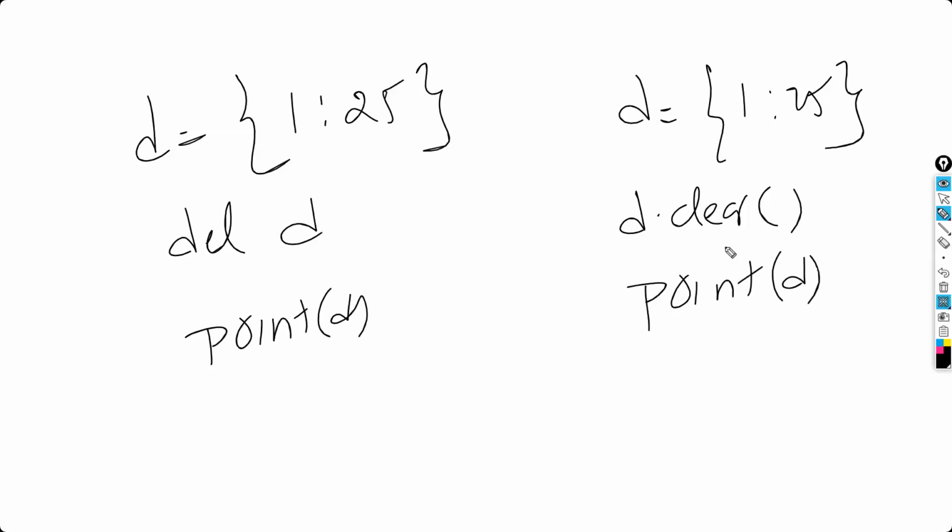So in the first case, object is deleted. In the second case, values are deleted. Internal values are deleted. Object is as is. Empty object will be as is. Right? Now, again, second one.